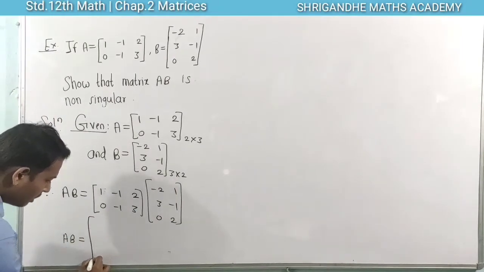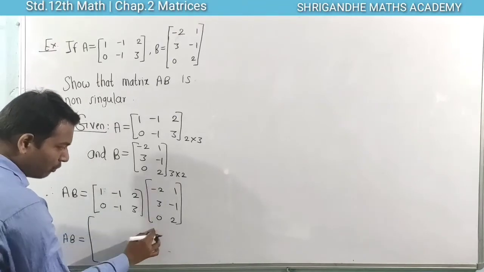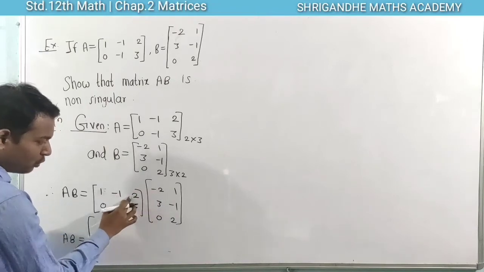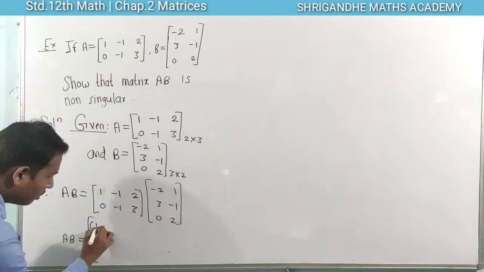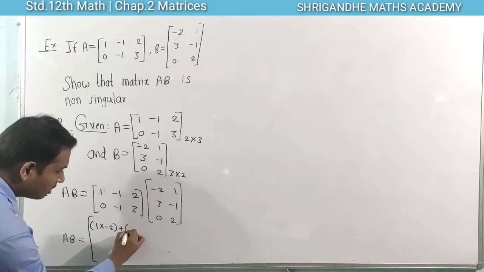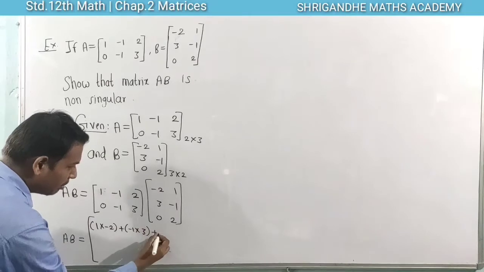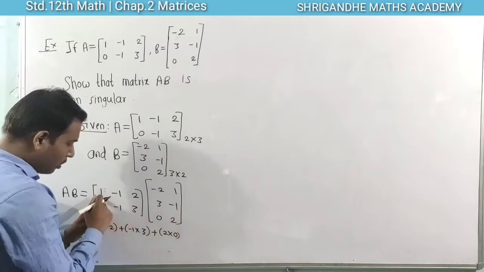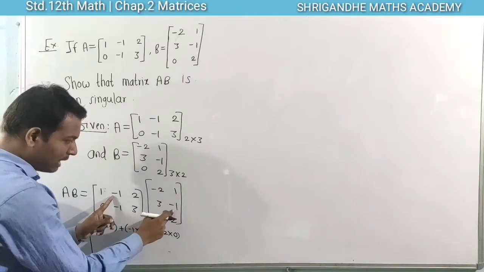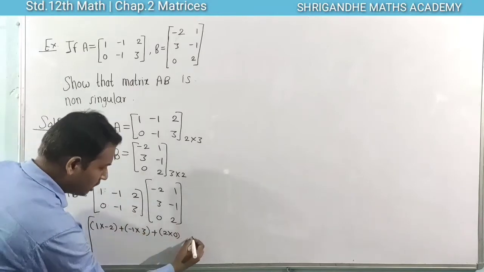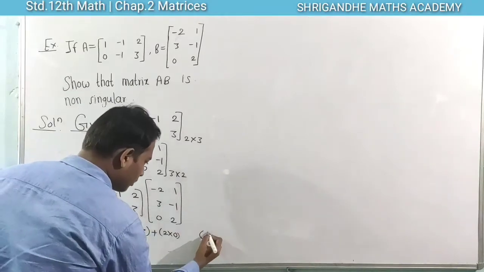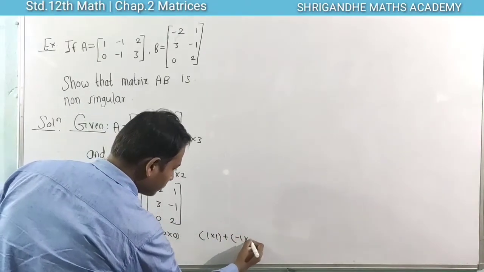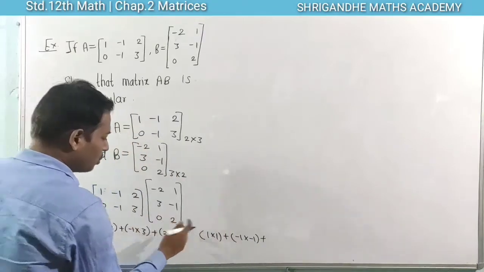AB is equal to first row into first column, that is 1 into minus 2 plus minus 1 into 3 plus 2 into 0. Now first row into second column: 1 into 1 plus minus 1 into minus 1 plus 2 into 2.